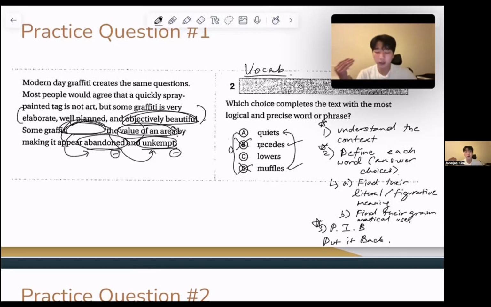Is this ultimately lowering the volume of something, the magnitude of something? No, right? It's ultimately lowering the value by making it what? Worsen in quality, right? And quiets does not capture that. How about lowers? Some graffiti lowers the value of an area by making it appear abandoned and unkempt. In this case, lowering the value could also mean lowering the quality of that area, right? So in this case, lowers, C, would be the answer.